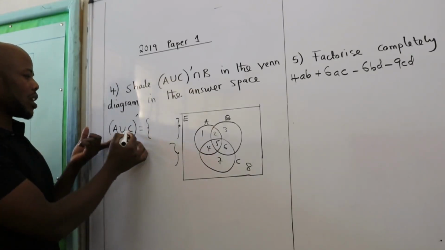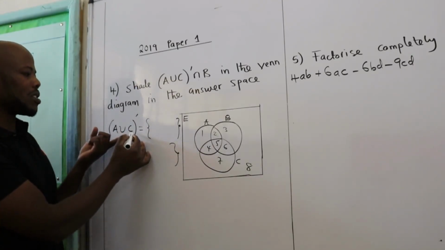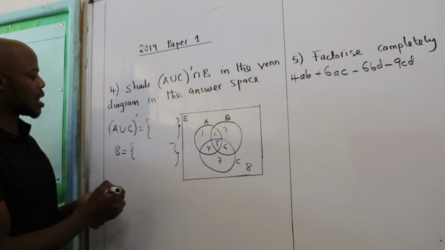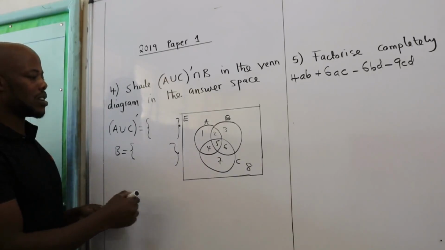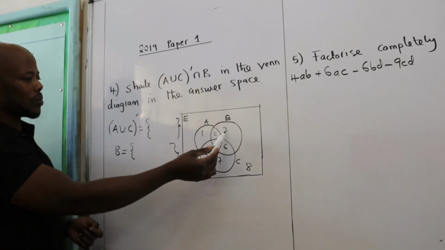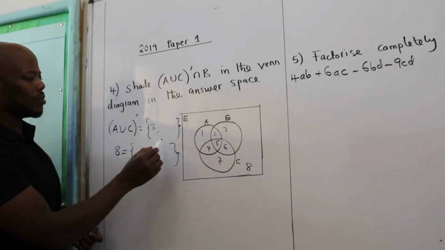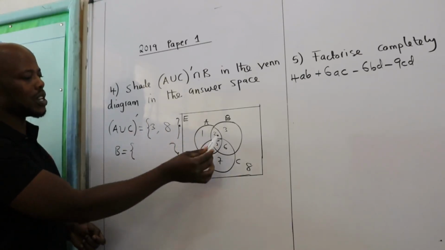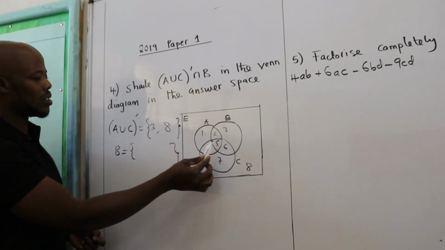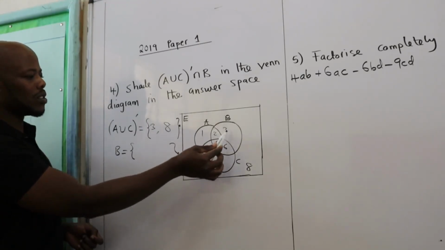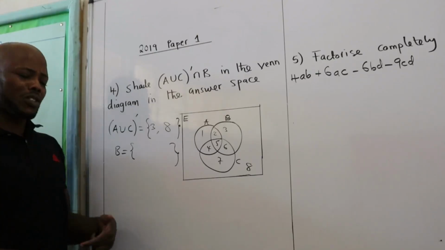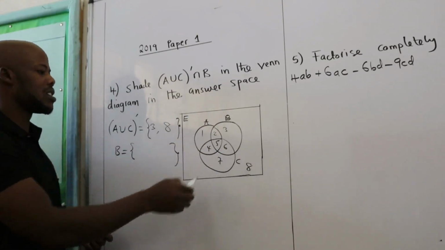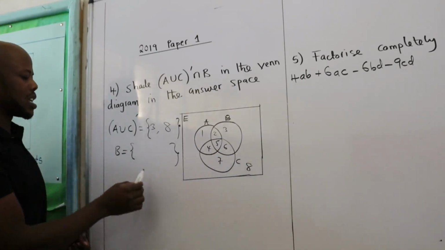So if you check A union C complement, what are the entries which are in A union C complement? In this case, we can see that it is 3 and 8. What this complement means is you don't need what is in A and what is in C. So you just get what is outside A and C, which is 3 and 8.